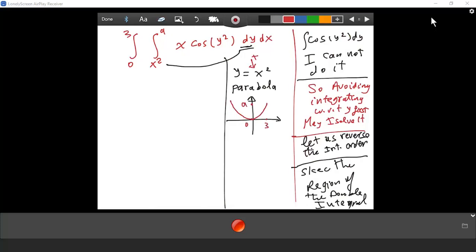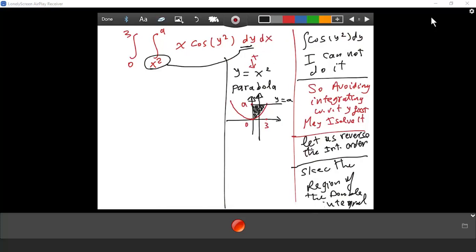As I said, when I come in from down to up, I hit what? I hit the parabola first, right? Okay. And then I hit y equal to a. y equal to a is a horizontal line, right? So yes, I know this is my region here. This is how to know where your region is.